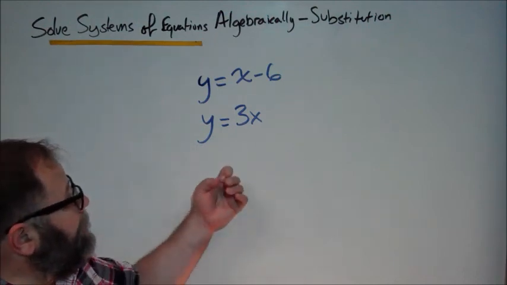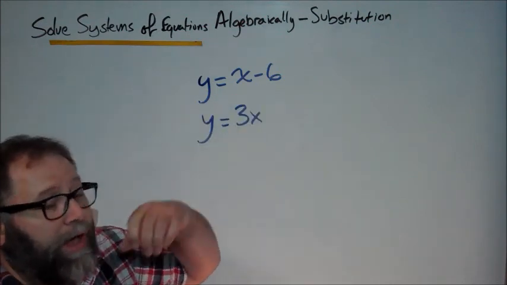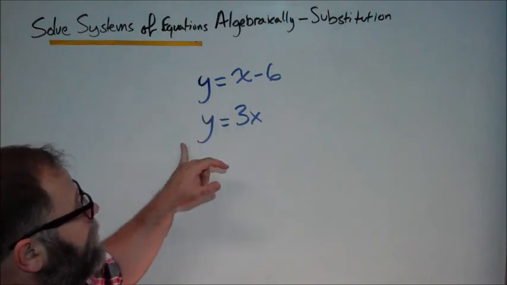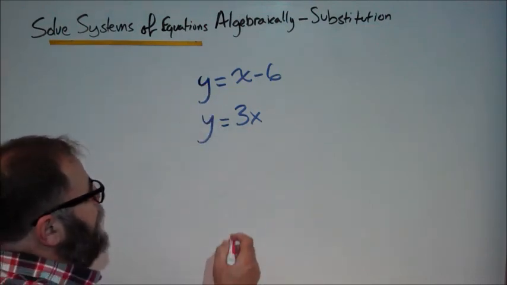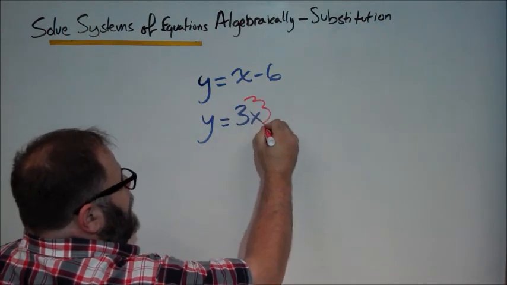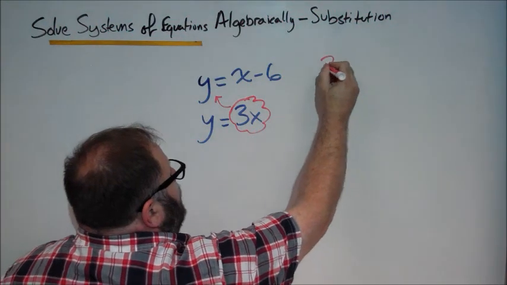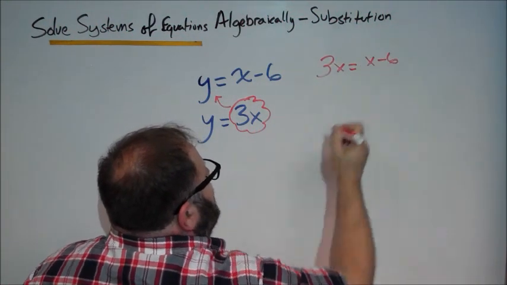Here's our first example. I've got y equals 3x and y equals x minus 6. So I'm going to pick one of the solutions for y and substitute them in for the other solution. And that is, I'm going to take this 3x here and I'm going to put it in for that. So that's going to now read 3x equals x minus 6.